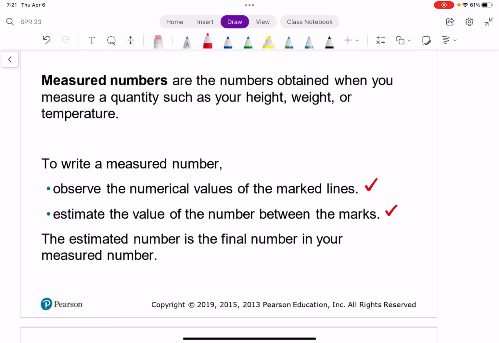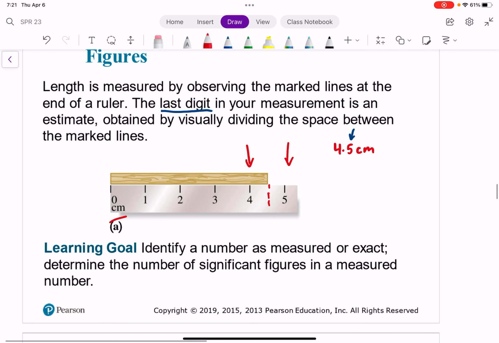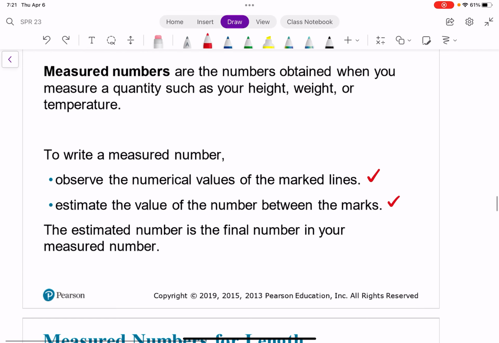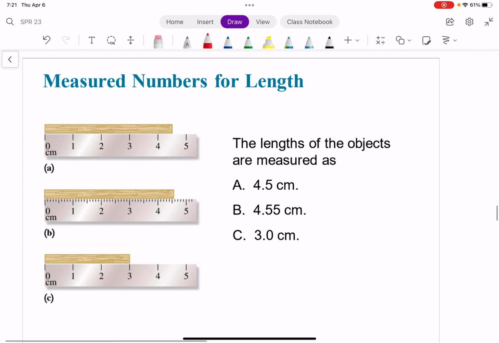The estimated number is always the final number in your measured number. Sorry, I hope I'm not making you dizzy. 4.5, this would be the estimated value, the final number in your measured number. Okay, so let's take a look at this. We did this first one here, so A is done. That was the example we went over before. Now let's look at B.